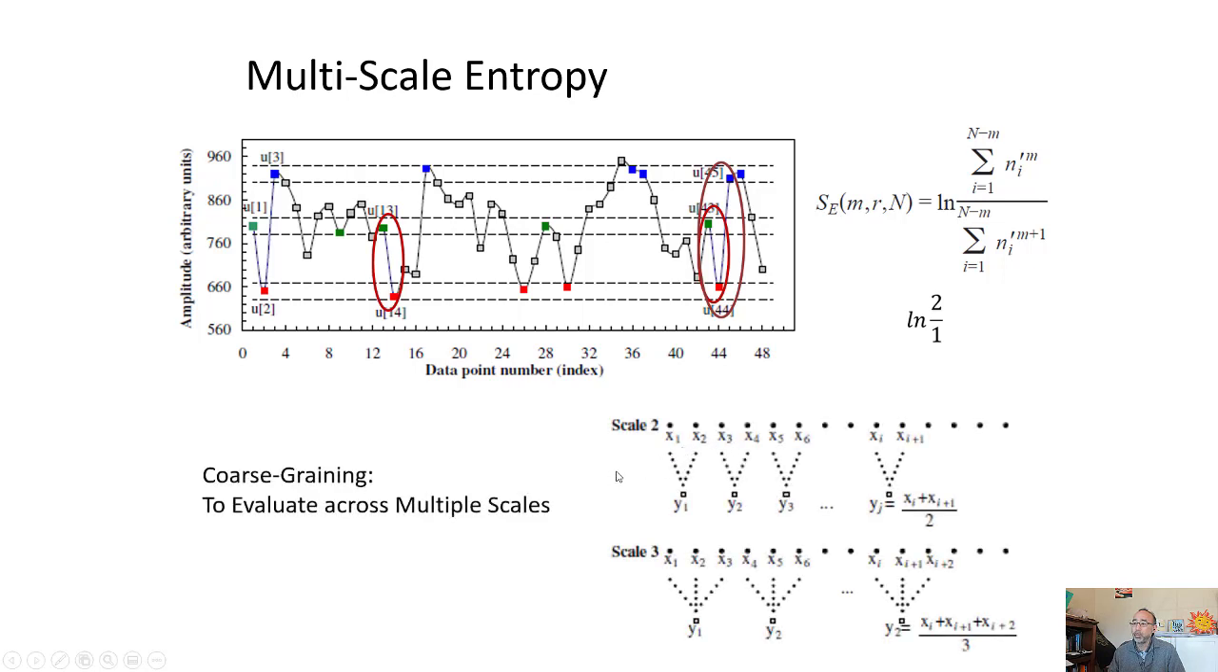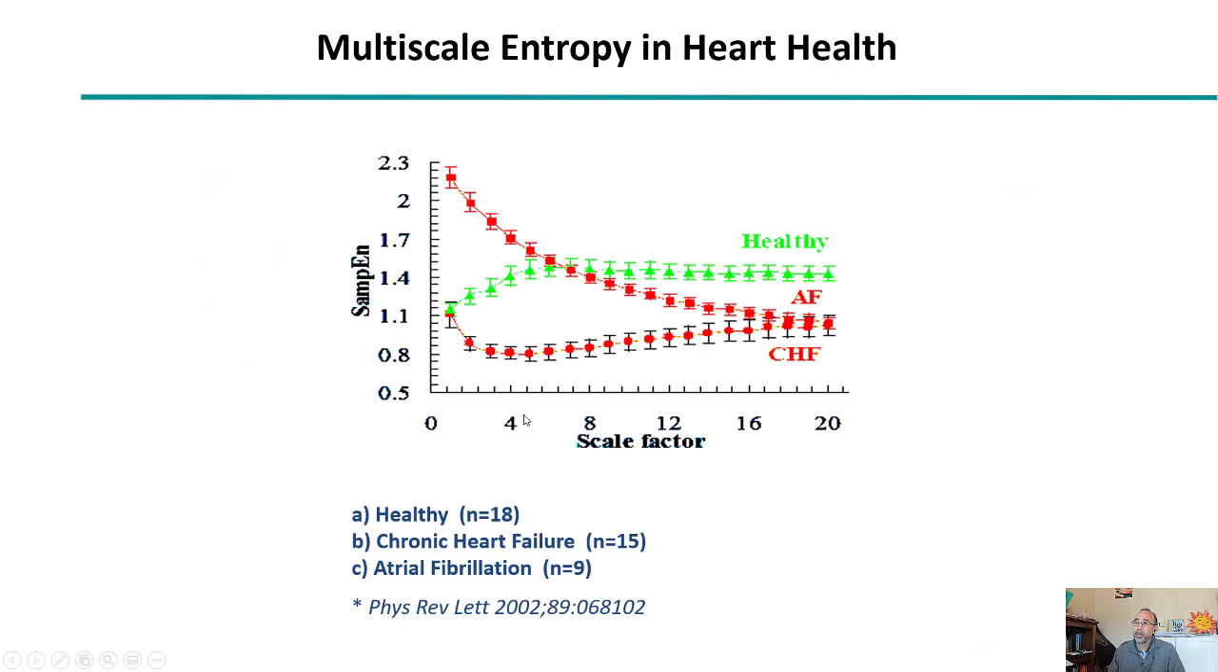And you do the same approach, but you do this across multiple scales, again, similar to the DFA scaling as well. And what you get is graphs such as this, and this is an example of one which was taken from Physical Review's letter in 2002. You have healthy individuals, which is represented by this green graph, atrial fibrillation in this graph, and then congestive heart failure in the circle graph here.